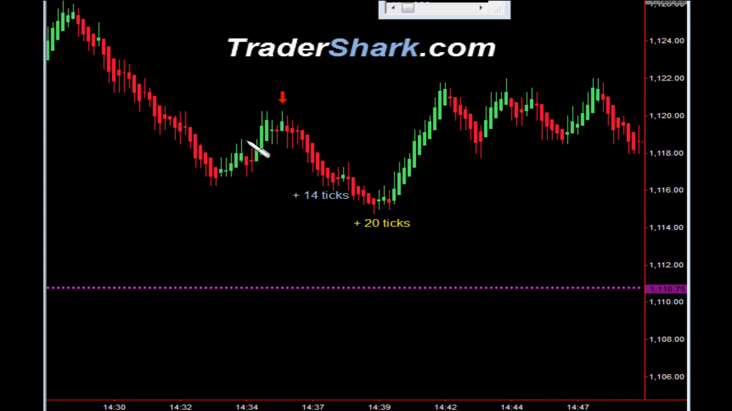Coming into the 2:30 hour, we had an opportunity to get short. Target 1 and target 2 were hit for a total of 14 ES ticks. If you had held on for the full setup, you'd have got a total of 20 ticks. So we're only counting the ones in white.